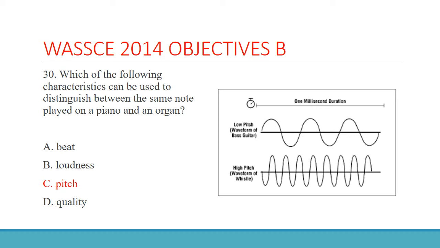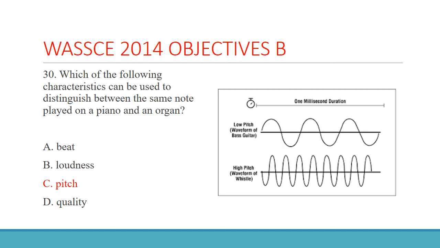Yes, so that gives you a full wavelength. Now, when you compare the wavelength of the top one, the sound from the bass guitar, with the pitch from a whistle, you realize that the wavelength of the top one is longer than the wavelength of the whistle. So how does this affect the sound? The wavelength is so long that the pitch is low, meaning the sound is not that high. But when the wavelength is smaller, then the pitch becomes higher.